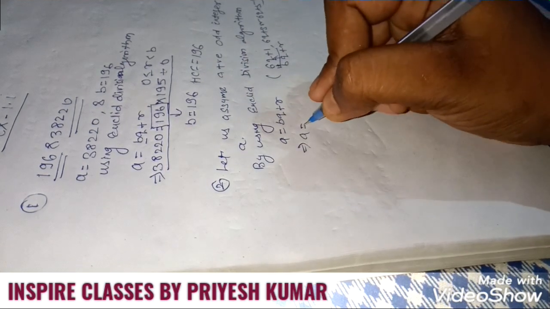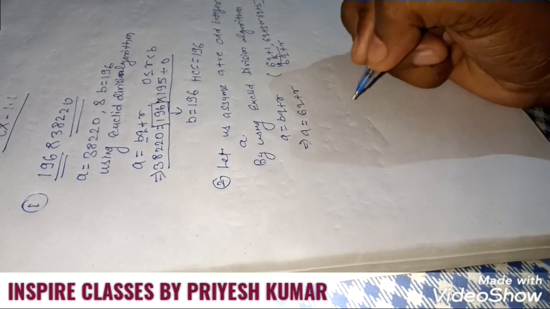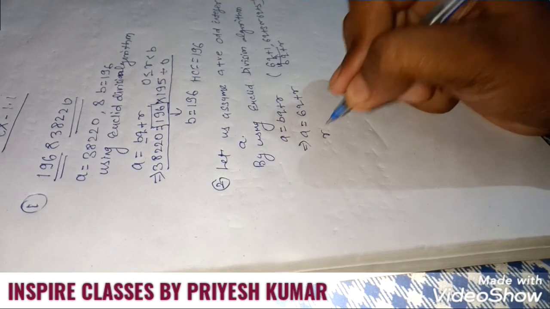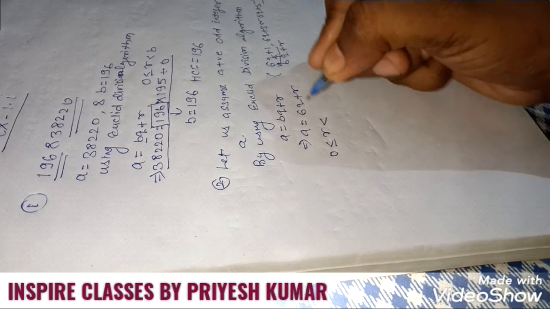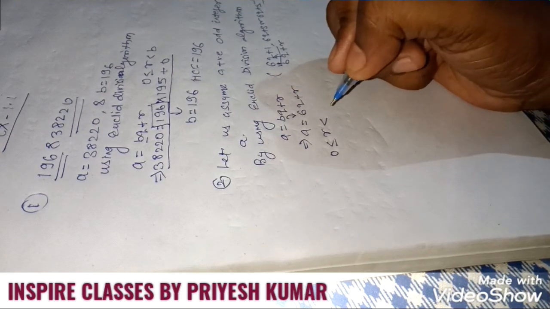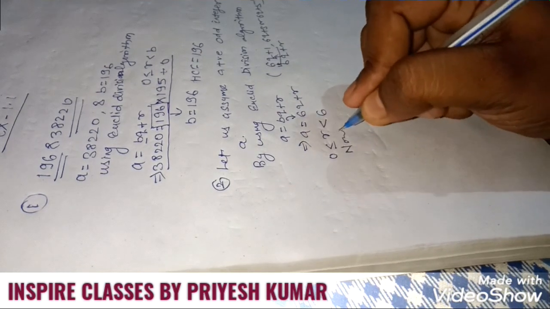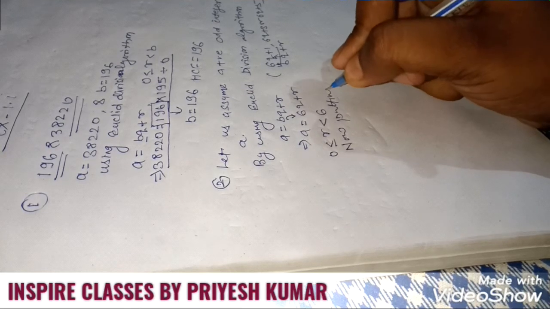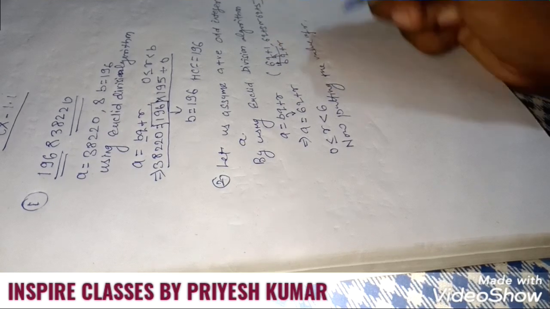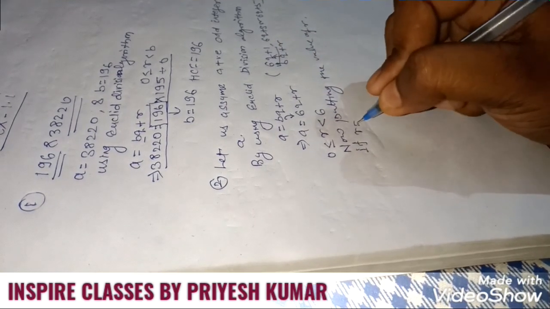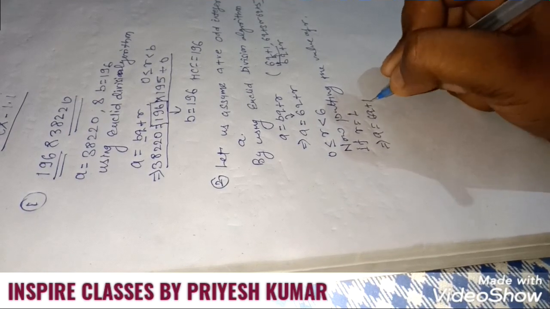By putting the value of B, we will get the value of A is equal to 6q plus R, and we have studied the value of R will be always greater than or equal to 0 but less than B. That means the value of B is 6. That's why the value of R will be always less than 6. Now putting the value of R, if we take R is equal to 1, then A is equal to 6q plus 1.